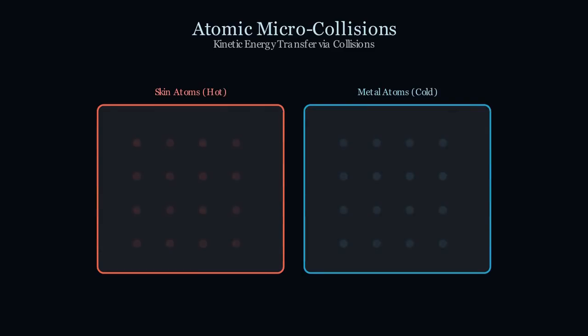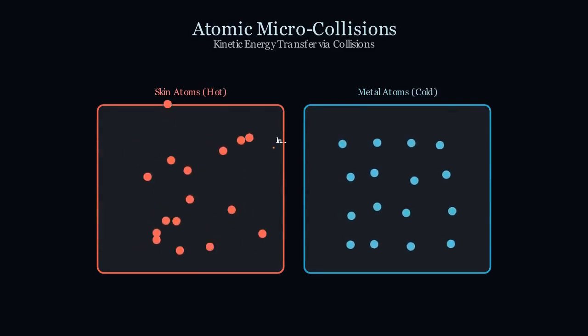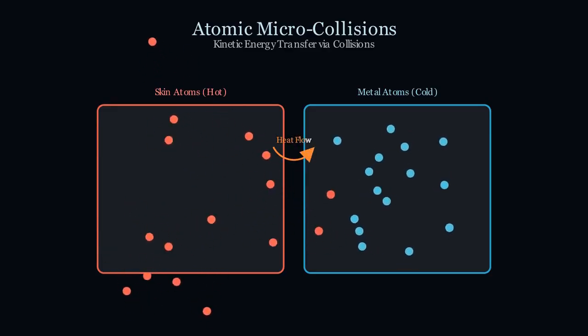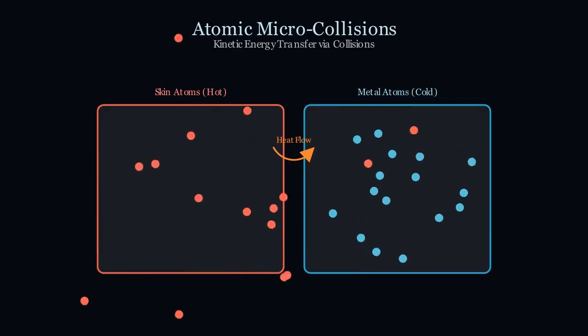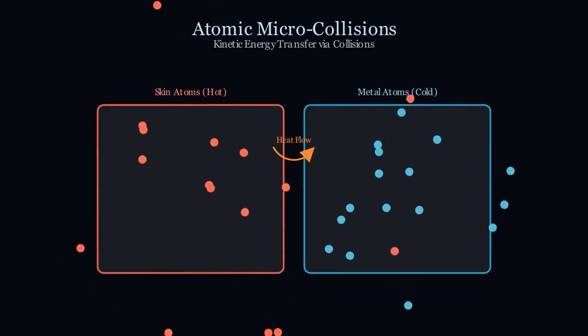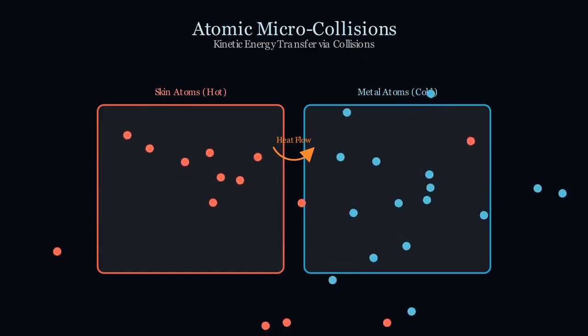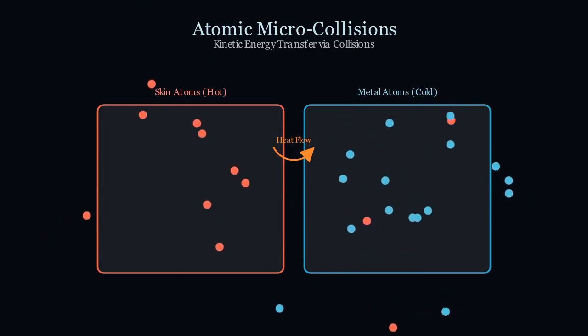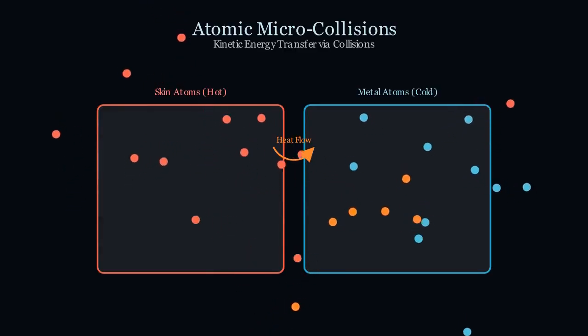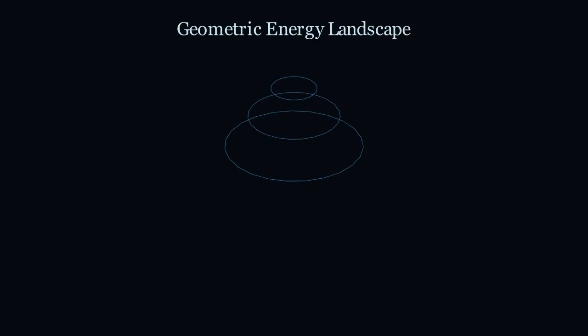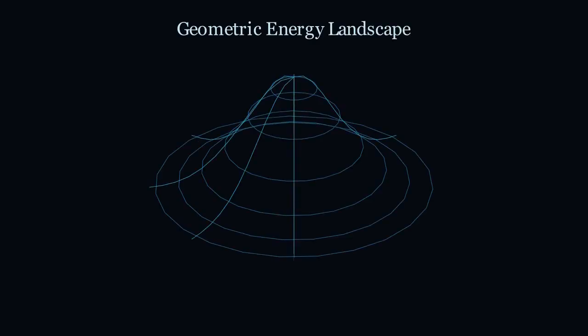At the atomic level, heat is simply the kinetic energy of particles, atoms and molecules vibrating, rotating, and translating. When you touch the metal spoon, the rapidly vibrating atoms in your skin collide with the less energetic atoms of the spoon. These collisions transfer kinetic energy, making the spoon's atoms vibrate faster and your skin's atoms vibrate slower, effectively cooling your hand. The energy literally propagates through the material, from one vibrating atom to the next, like a domino effect.